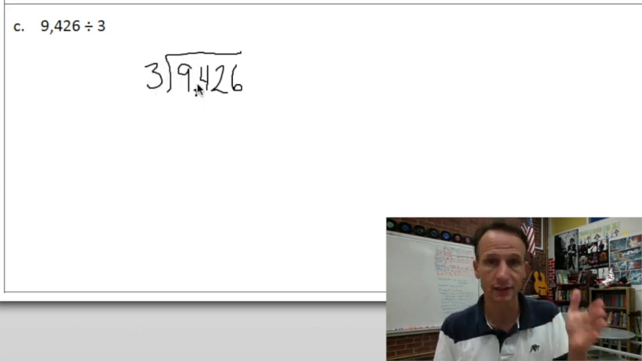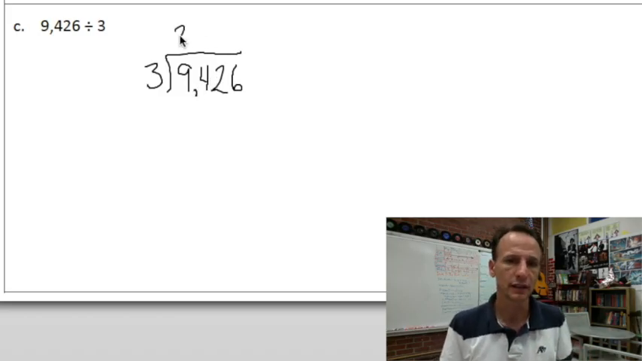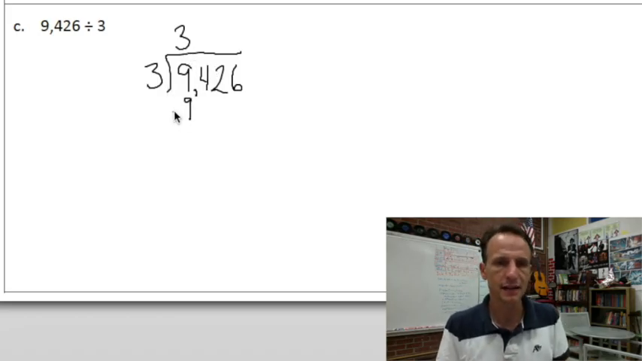1C, here we are. We're looking at 9,426 divided by 3. Okay, so let's jump right in. How many 3's in 9? 3, 6, 9. There are 3 3's in 9, because 3 times 3 is 9. And that's 9,000. So we subtract.